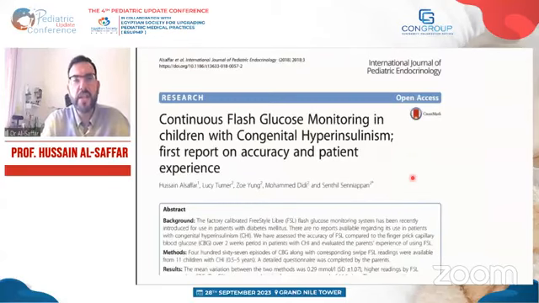Now, after educating the parents and after discharging the patients, you need to monitor their glucose. I'm proud to be one of the first people who studied the effect of continuous flash glucose monitoring in patients with congenital hyperinsulinism, where we carried out this kind of research in Liverpool back in 2016, 2017, and we got this published for the first time, the first report on the accuracy and patient experience of CGM.